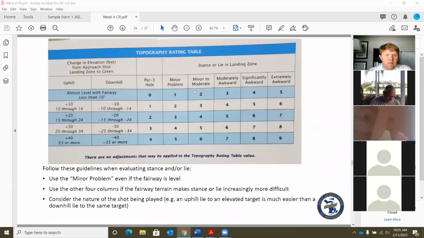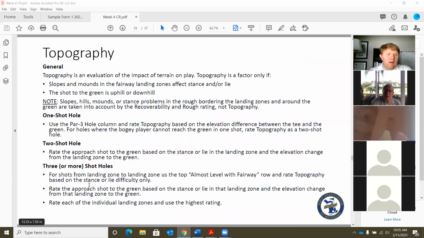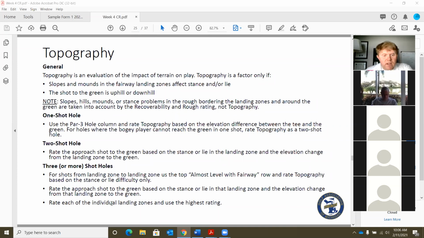We're going to use these last 5 boxes here or lines on the chart, but we have to consider that we're looking at a couple things a little differently because we have multiple landing zones. So for shots from landing zone to landing zone, we use the top almost always or almost level with the fairway row and rate topography based on stance or lie difficulty only. And we rate the approach shot to the green based on the stance or lie in that landing zone and the elevation change from that landing zone to the green. And then we rate each of the individual landing zones and use the highest rating.